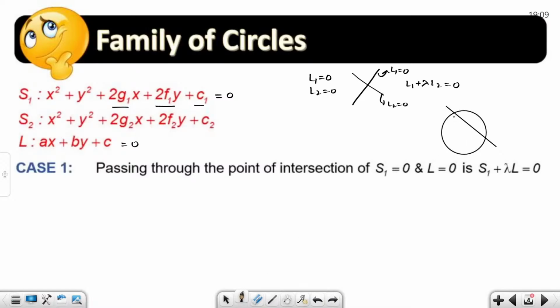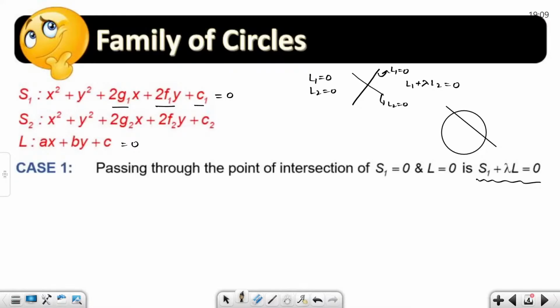Obviously, infinite number of circles are possible. So these are all the family of circles which are passing through the point of intersection of this given circle and this line. So the equation of all those family of circles is represented by S1 plus lambda L equals to 0. Same as in the straight line.